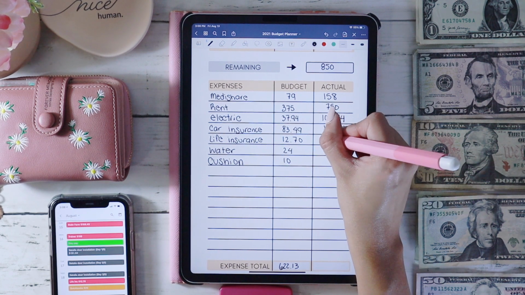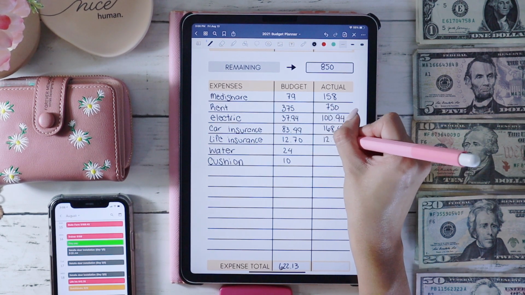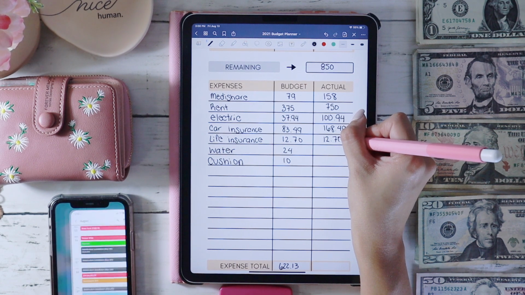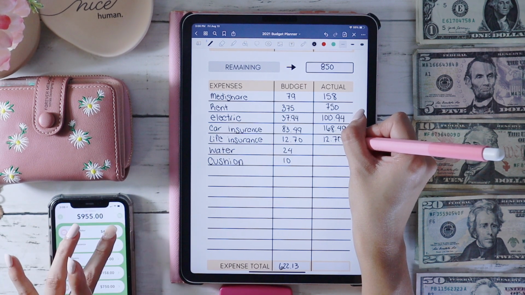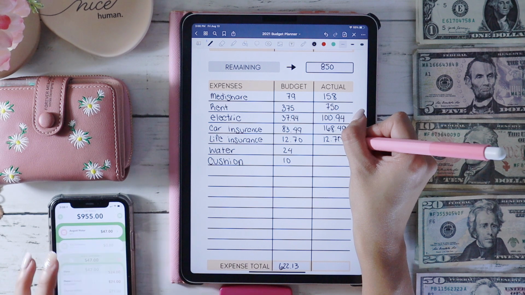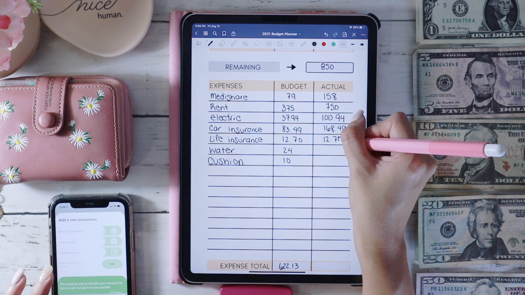The life insurance, this is the $12.70. And then for the water here we have $24 being allocated for that.